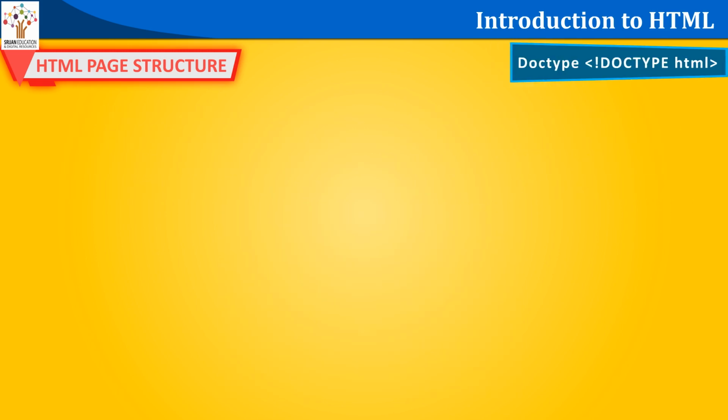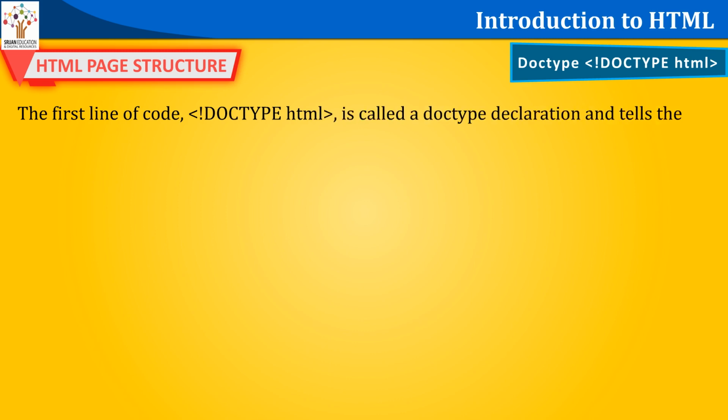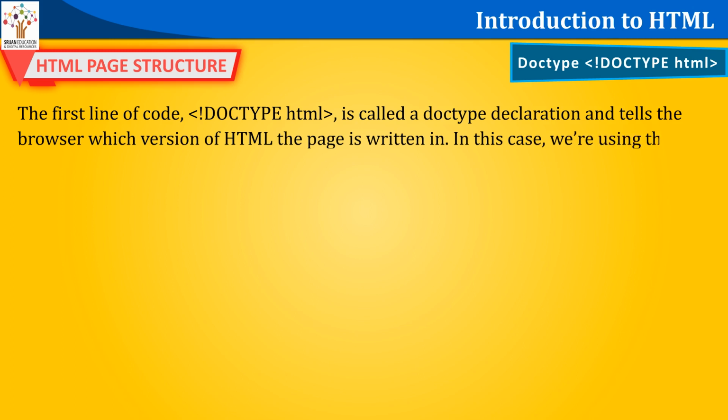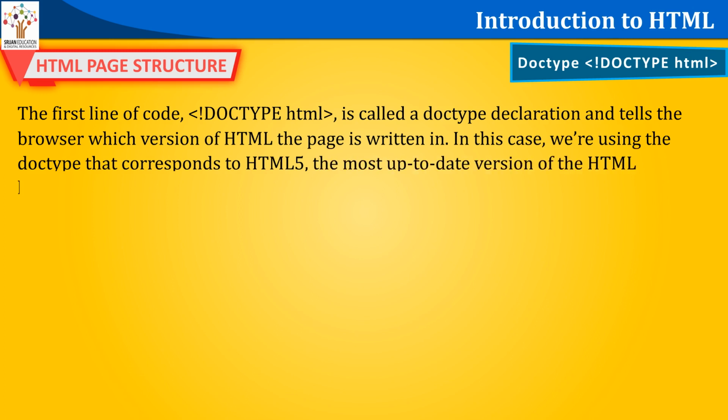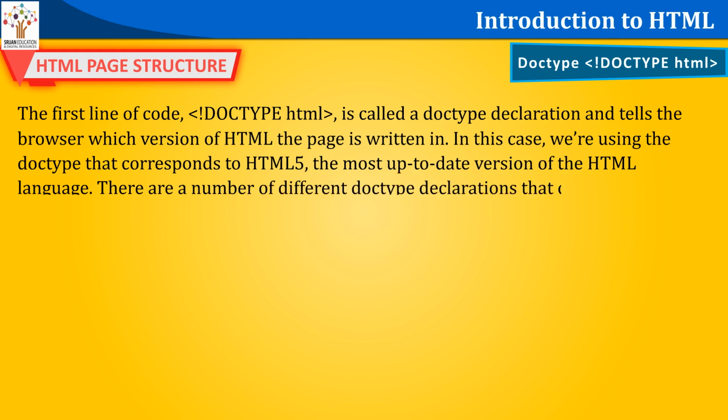Doctype. <!DOCTYPE html>. The first line of code, <!DOCTYPE html>, is called a doctype declaration and tells the browser which version of HTML the page is written in. In this case, we are using the doctype that corresponds to HTML5, the most up-to-date version of the HTML language. There are a number of different doctype declarations that correspond to various versions of HTML.